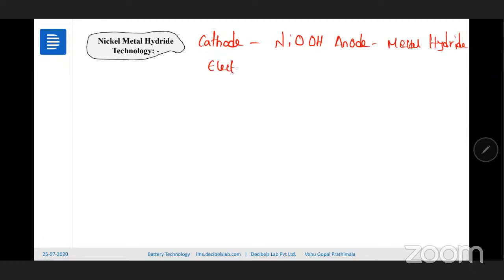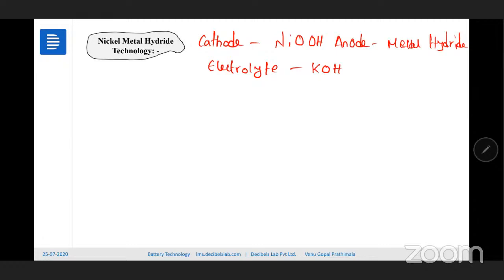So here the cathode, in the nickel metal technology, the cathode is nickel oxyhydroxide. Okay. And the anode is metal hydride. So the electrolyte will be KOH, which is the potassium hydroxide. Okay. So during the discharge, we are going to find out during the discharge phase.